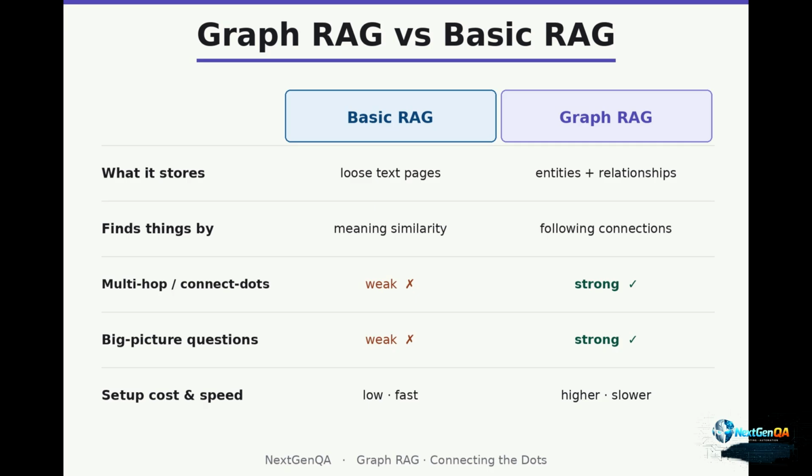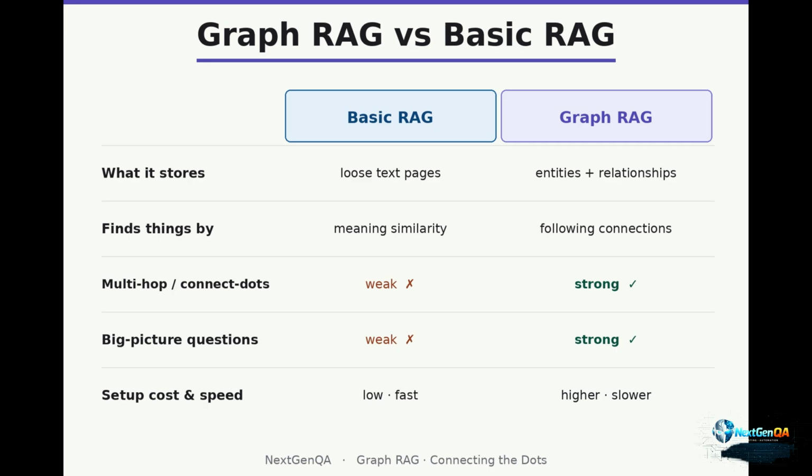Connect the dots, multi-hop questions. Basic RAG weak, GraphRAG strong. That is its whole reason to exist. Big picture, global questions. Basic RAG weak. It only sees a few pages. GraphRAG strong, thanks to community summaries.